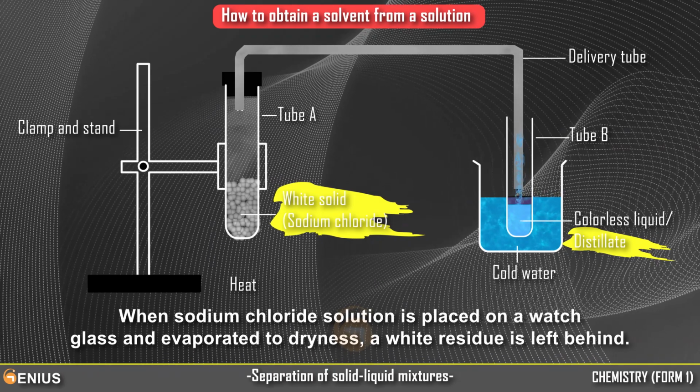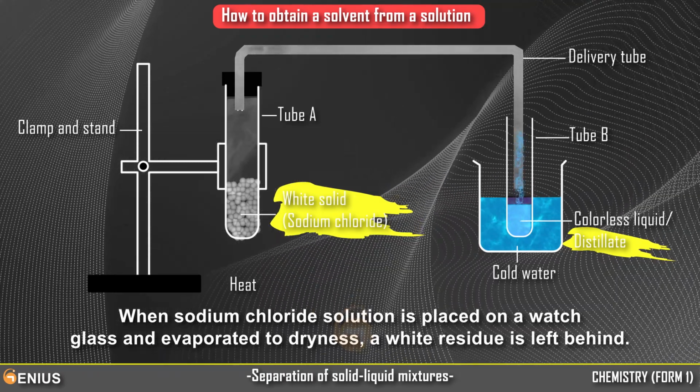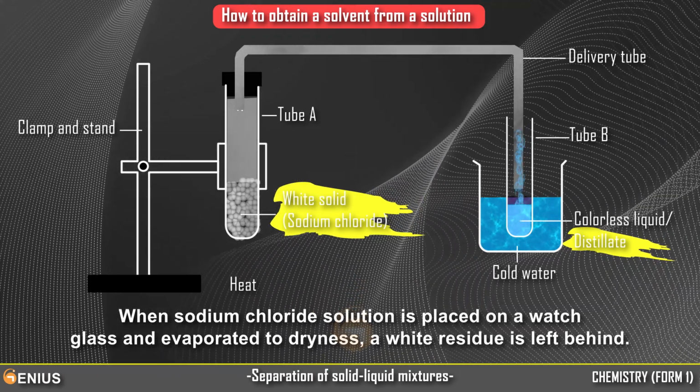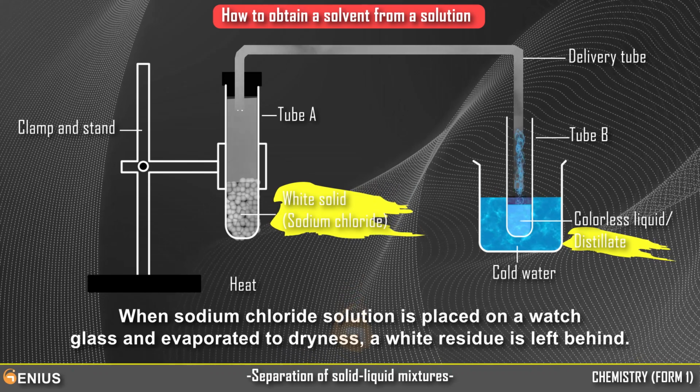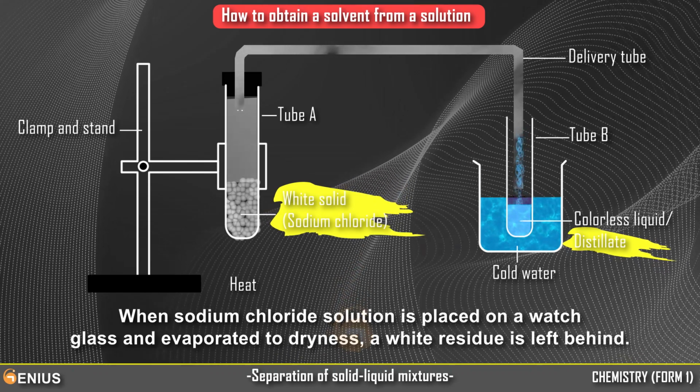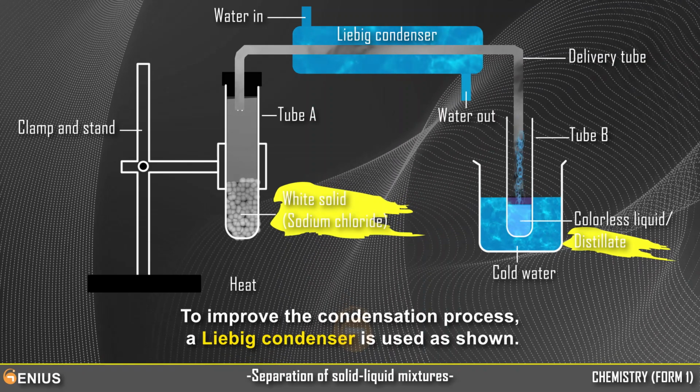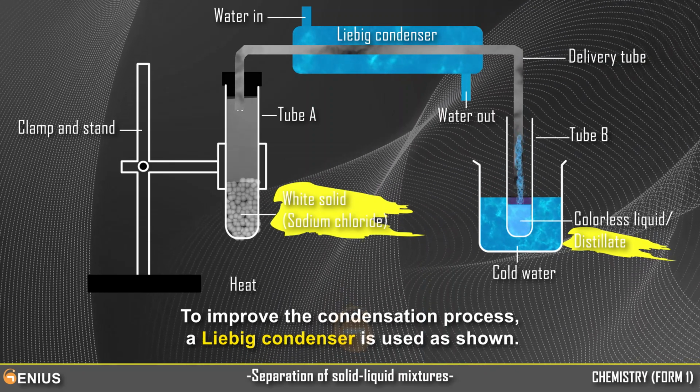When sodium chloride solution is placed on a watch glass and evaporated to dryness, a white residue is left behind. To improve the condensation process, a Liebig condenser is used as shown.